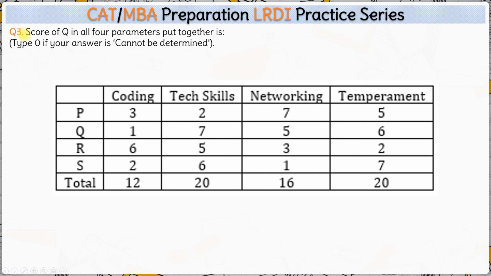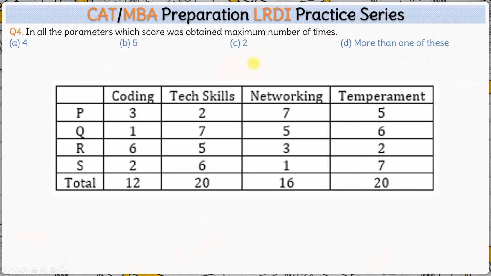Looking at the third question. Score of Q in all 4 parameters put together is how much? Okay, so we have to figure out the sum of Q in all 4 parameters together. So 1 plus 7 is 8, 8 plus 5 is 13, 13 plus 6 is 19. So the sum for Q is 19, hence the answer to this question is 19 here. And coming to the last question, in all the parameters, which score was obtained maximum number of times?